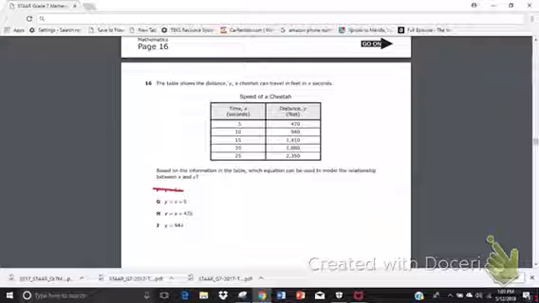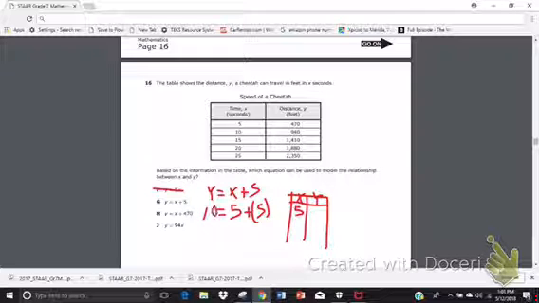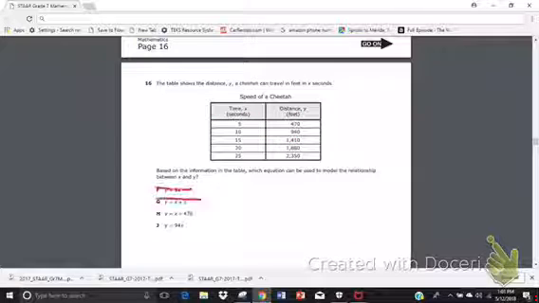Let's look at letter G. y is equal to x plus 5. Create our table here. x, y, the first value 5. 5 plus 5, kiddos, is 10. Is that what we have here? Nope. So that is not our answer choice. So we know it's not F or G.